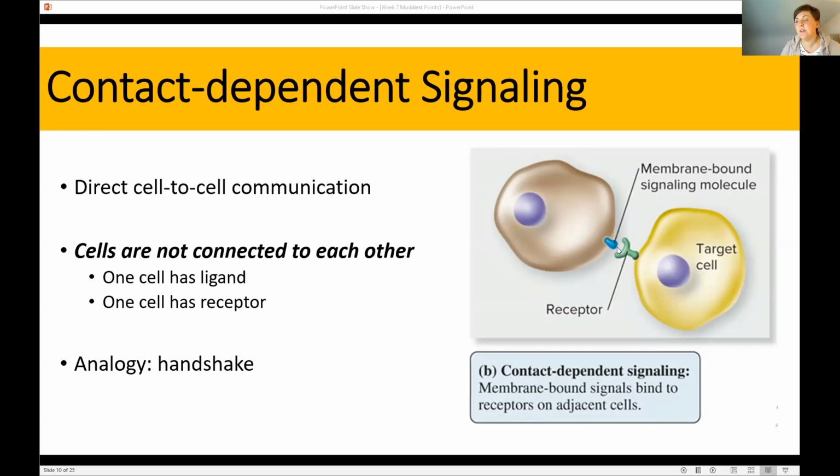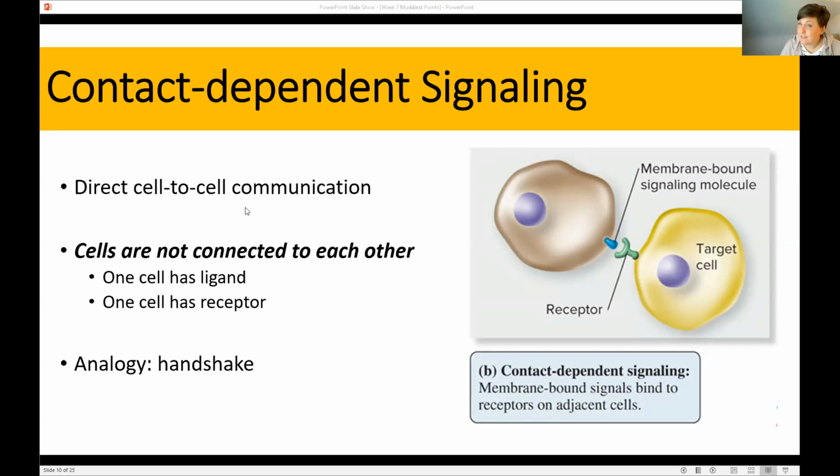In order for this cell to hear that message, this cell has to come up to the cell and touch it. Okay, so I like to think of contact-dependent signaling as sort of like a handshake, right? These cells have to shake hands. They are communicating to each other like, here I am, hi. They're touching. Handshake requires touch. And that is what communicates that message.